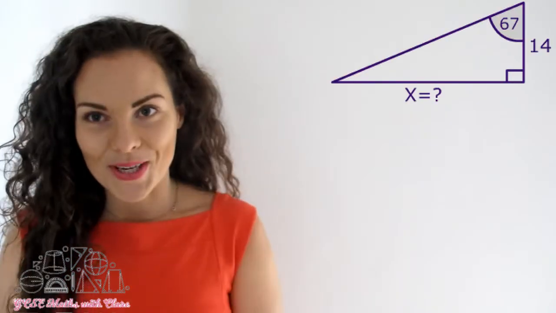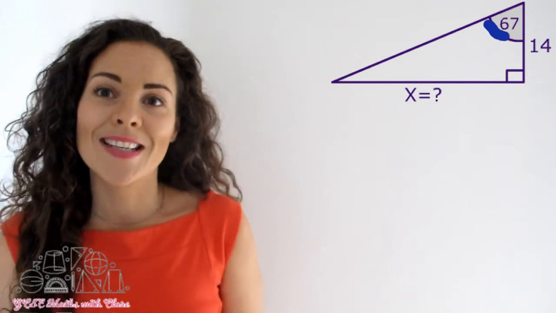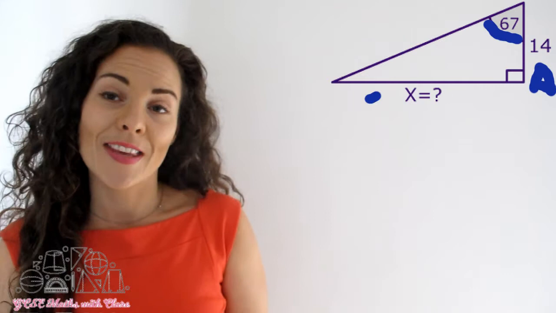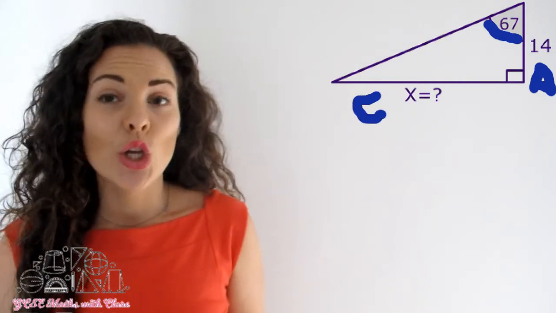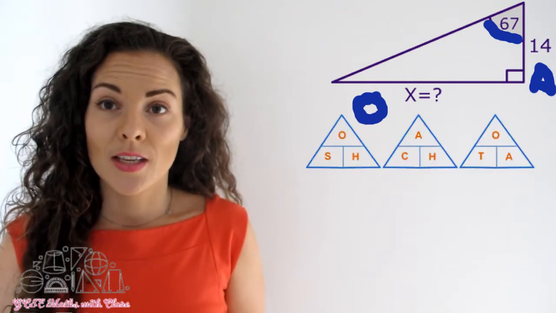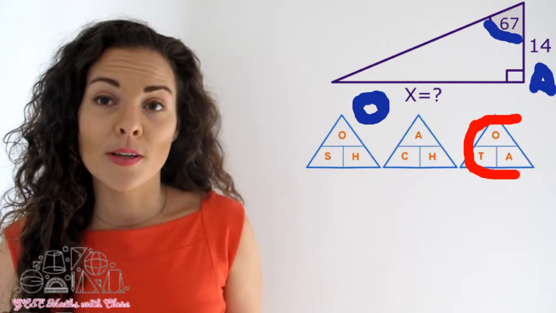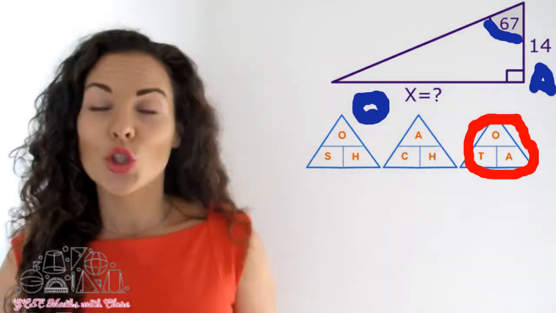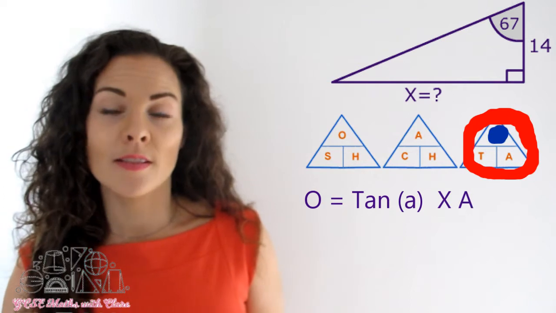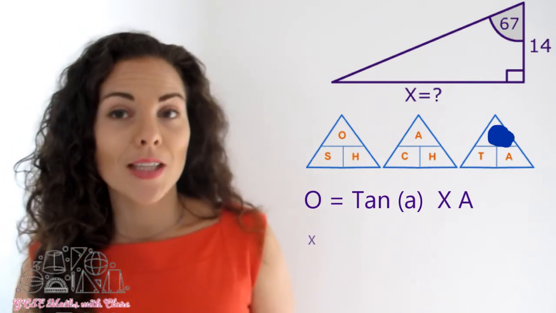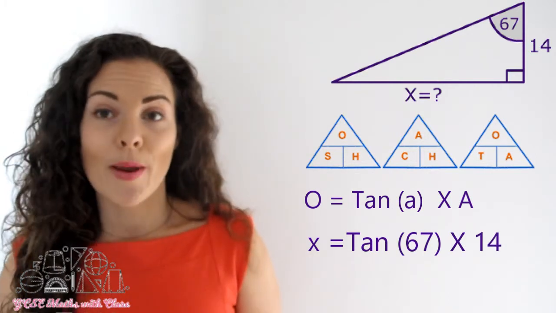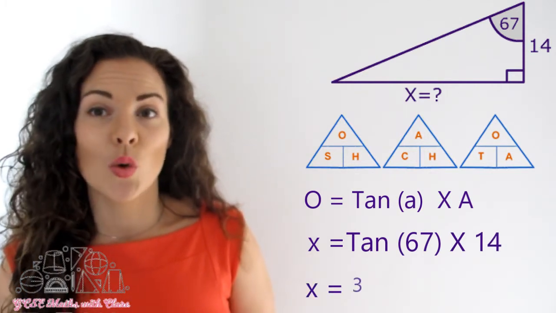Okay, one more example. Here, the angle is 67 and we have the adjacent being 14 and the unknown side is the opposite. So we need a formula that includes O, the opposite, and A, the adjacent. If we look at our formula pyramids, we'll see that it's the tan one. So if I put my finger on O, I'll get that O equals tan of the angle times the adjacent. So in this case, X equals tan of 67 times 14. I put that in my calculator, I'll get that X equals 33.